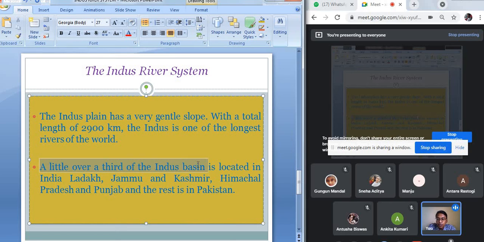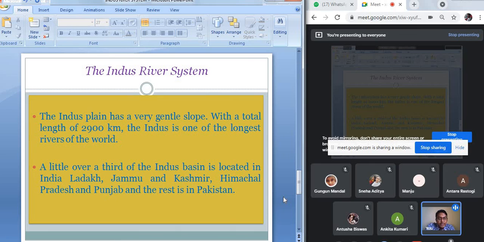A little over a third of the Indus basin is located in India, in the Ladakh region, in the state of Jammu and Kashmir, in Himachal Pradesh and Punjab. A larger part, around 70% of the basin area of the river Indus, lies in Pakistan. So the Indus River basin covers a larger part of Pakistan, and only a small part of it lies in our country, India.